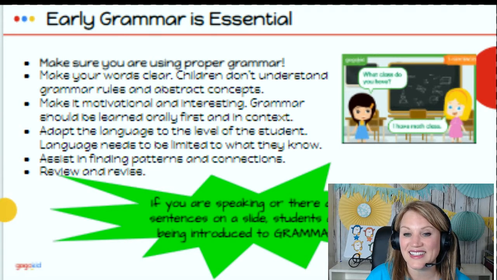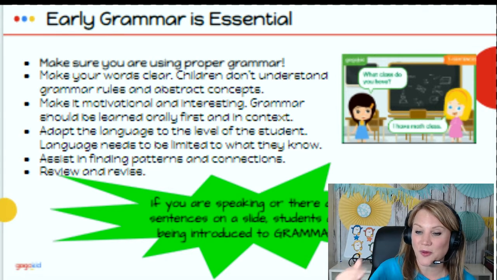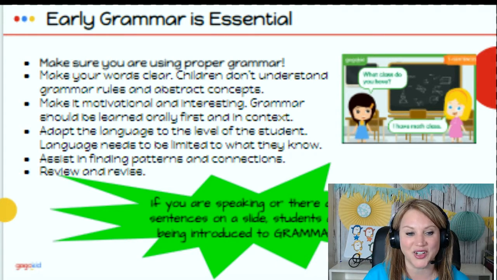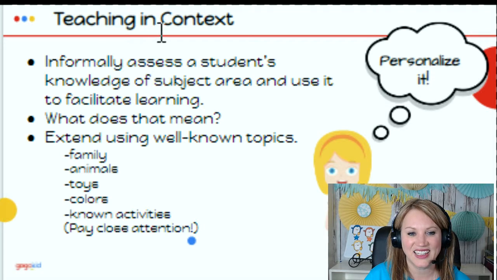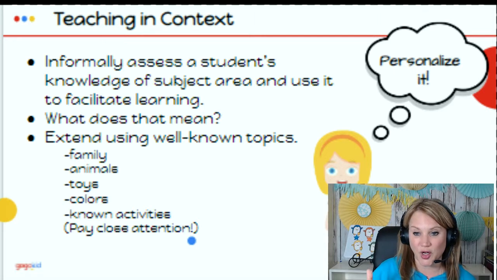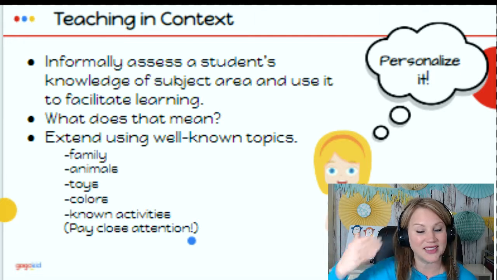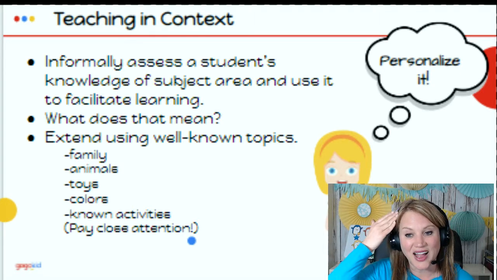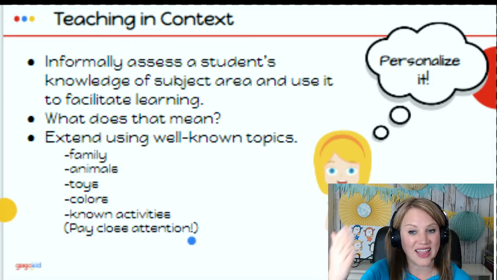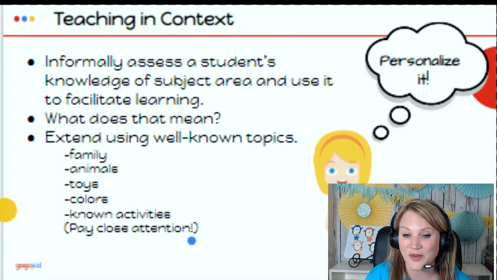We will discuss the importance of using proper grammar, speaking clearly, and motivating students to want to learn as well. We'll talk a little bit about teaching in context, maybe reducing some of that cognitive load for students so that they are able to focus more on producing the language because you are helping them produce that language about things they already know. So they're not trying to understand what you are talking about and produce the language. They already have mastered one of those because they know exactly what you are talking about.